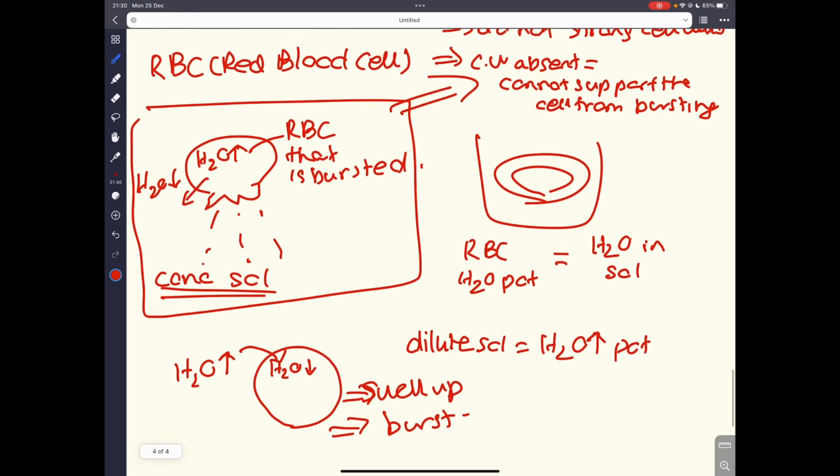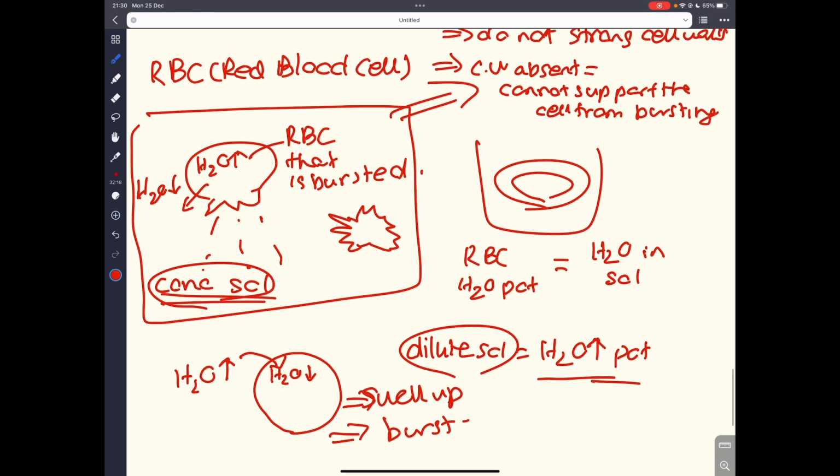Okay. Now, for the concentrated solution, I forgot to mention that it will burst, but it will burst because the water is going outwards. It goes outside of the red blood cell, leaves into the solution, and it bursts almost in a spiky shape. It does burst, but it does not swell up and burst, unlike in the dilute solution.